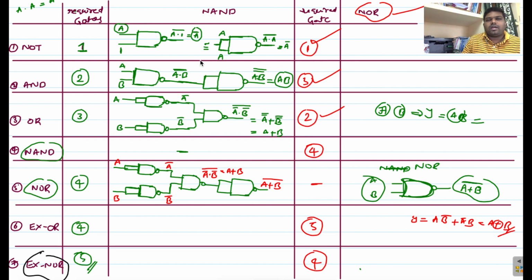To implement a NOT gate, 1 NOR gate is enough. To implement AND gates we require 3 NOR gates. To implement OR logic we require 2 NOR gates, and to implement NAND logic we require 4 NOR gates. For NOR we don't require any realization, and for XOR logic we require 5 NOR gates. For XNOR logic we require 4 NOR gates. Okay, so this is homework for you.